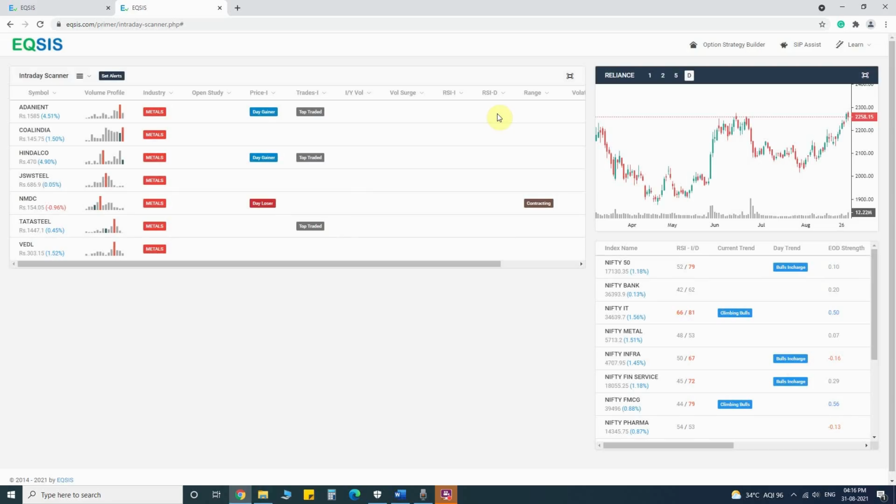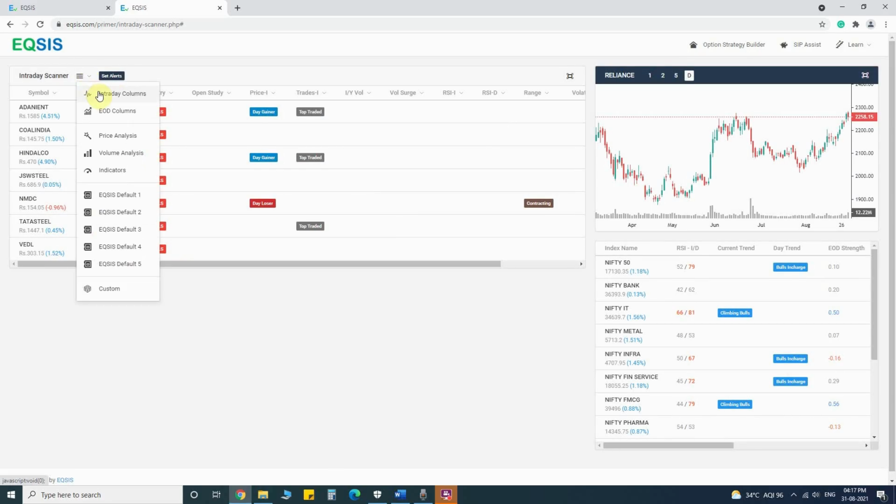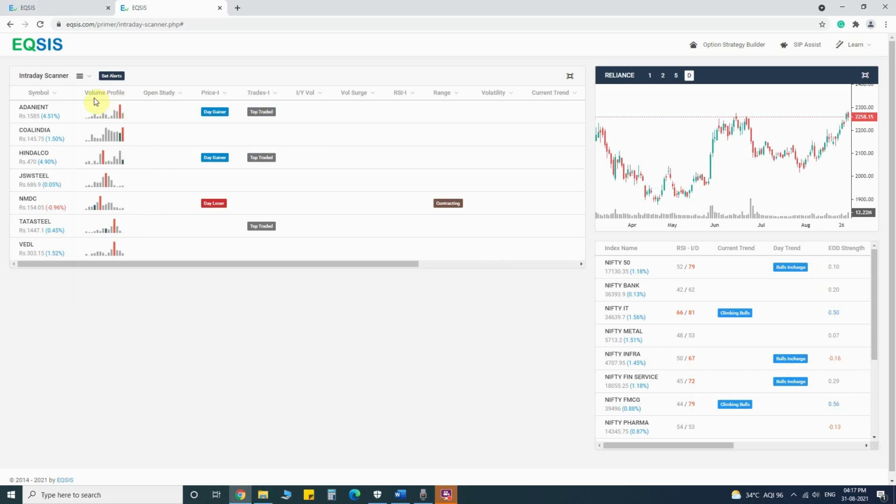But remember, EQSIS generally doesn't recommend to keep all the columns open. That is the reason why we give you some default column sections. So you see there is something called Intraday Columns. So if I click on Intraday Columns, you see some columns named as volume profile, open study, price. I'm going to explain this now.